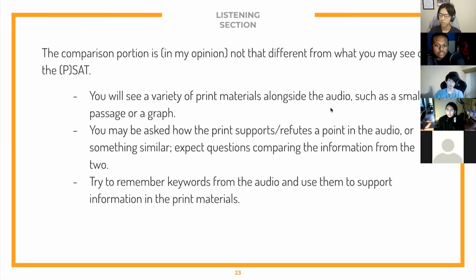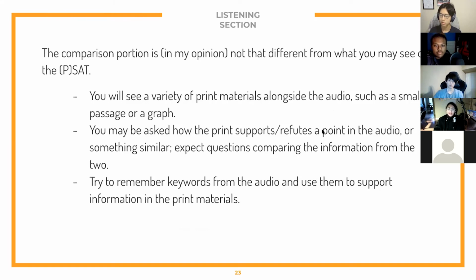There is a comparison portion on the listening section, but it's really not that different if you've taken the PSAT or the SAT. Yay, College Board monopoly. You will see a variety of print materials alongside the audio, such as a small passage or maybe a graph.